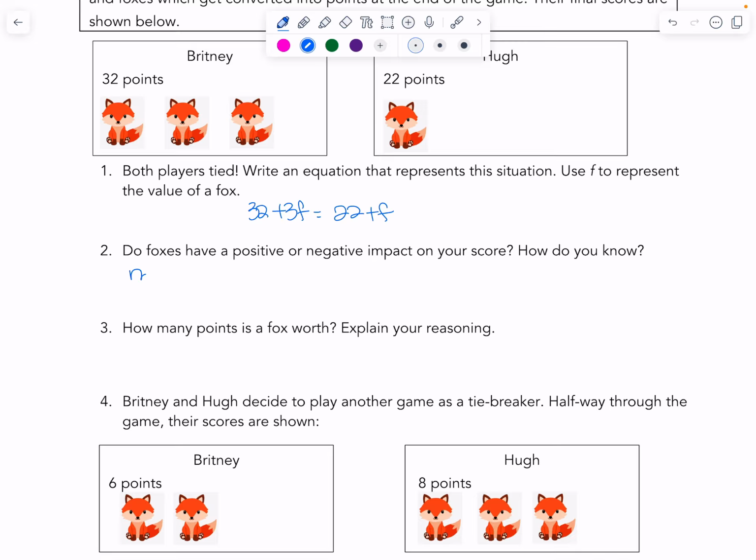All right, so we're back. So you should have gotten a negative impact, because Brittany has more points and more foxes, but that gets you to less points and less foxes. So really the only way that they could be equal is if foxes were negative points. Okay? How many points is a fox worth? Explain your reasoning. So go ahead and pause your video.